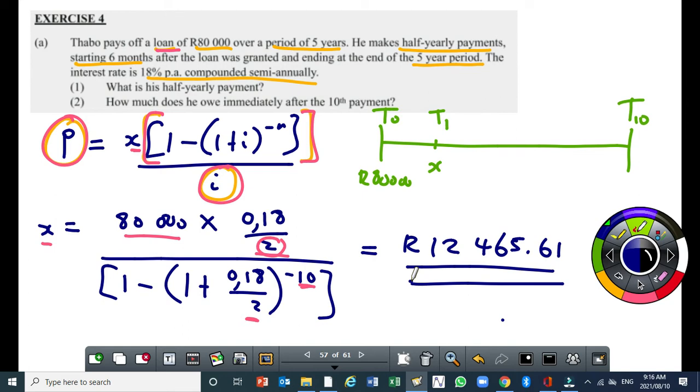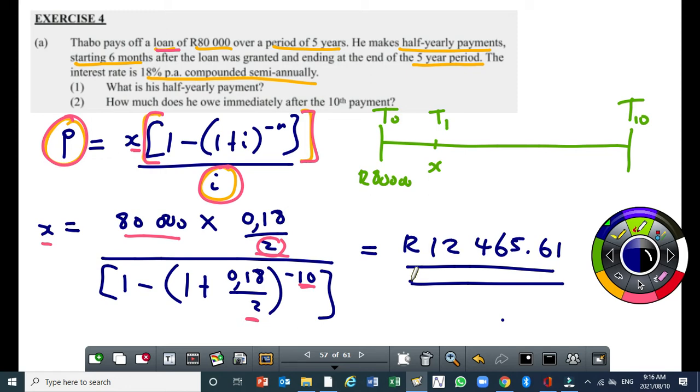Right, so we have calculated X. Now the next question says, how much does he owe immediately after the 10th payment? So here we want to calculate the balance outstanding.